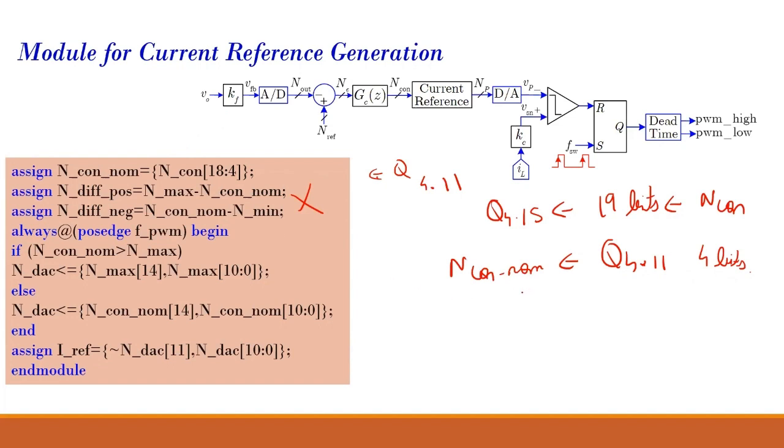So that I've resized it. Basically, I've just resized it, and it will not affect the value much because I'm just ignoring some of the LSBs. Then this ncon nominal, I'll compare it with some nmax. nmax is like some maximum value. I don't want my control ncon to go above this value. So if my ncon nominal is greater than nmax, then I assign ndat the value nmax. But if it was less than that, then I give ndat the value of ncon nominal.